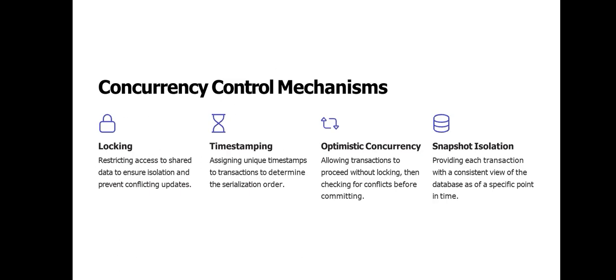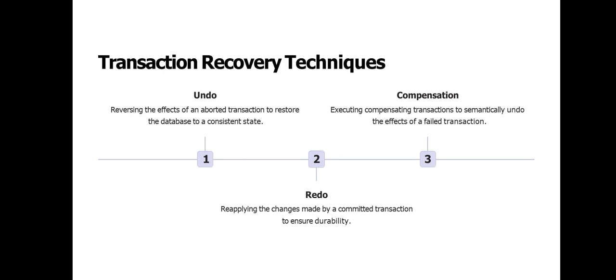Next concept, concurrency control mechanisms. First one, locking, restricting access to shared data to ensure isolation and prevent conflicting updates. Timestamping, assigning unique timestamps to transactions to determine the serialization order. Next one, optimistic concurrency. It allows transactions to proceed without locking, then checks for conflicts before committing. Next one, snapshot isolation. It provides each transaction with a consistent view of the database as of a specific point in time.